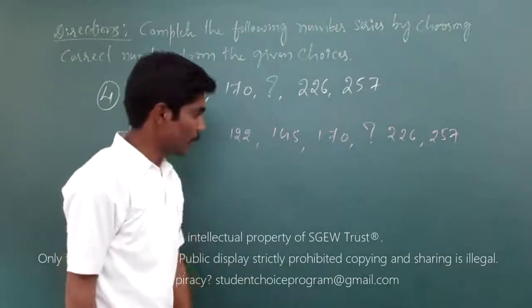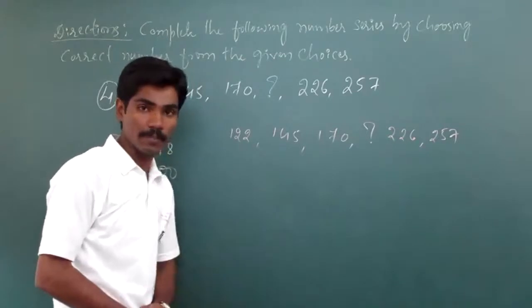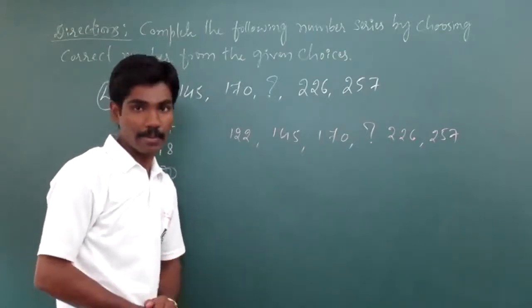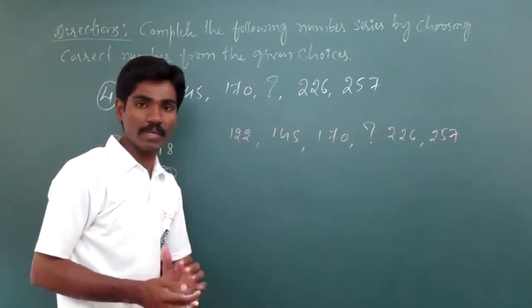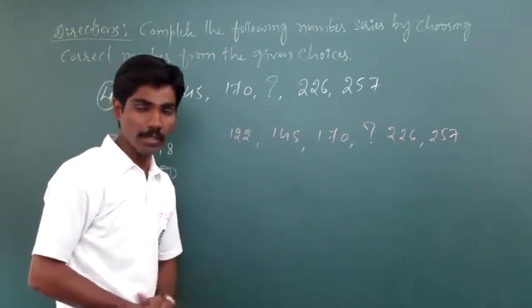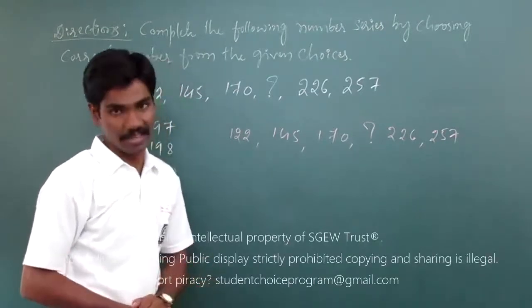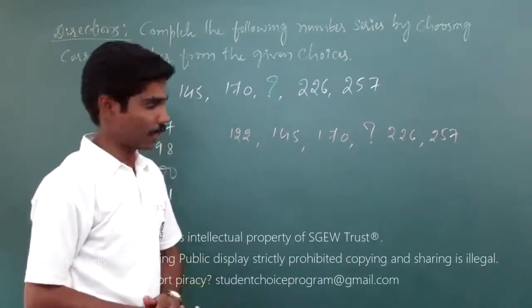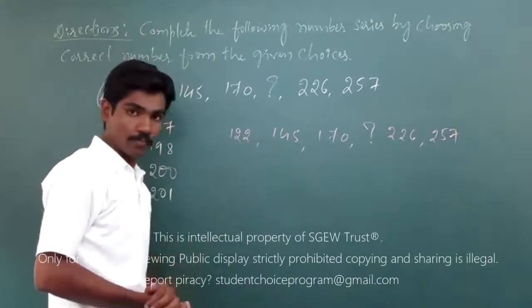Friends, whenever you are supposed to solve the problems based on the numbers, you should be perfect with the tables, a minimum from 25 to 30. You should be perfect with the squares up to 30, and you should be perfect with the cubes, minimum up to 10 or 15. Why? Because, look here now.